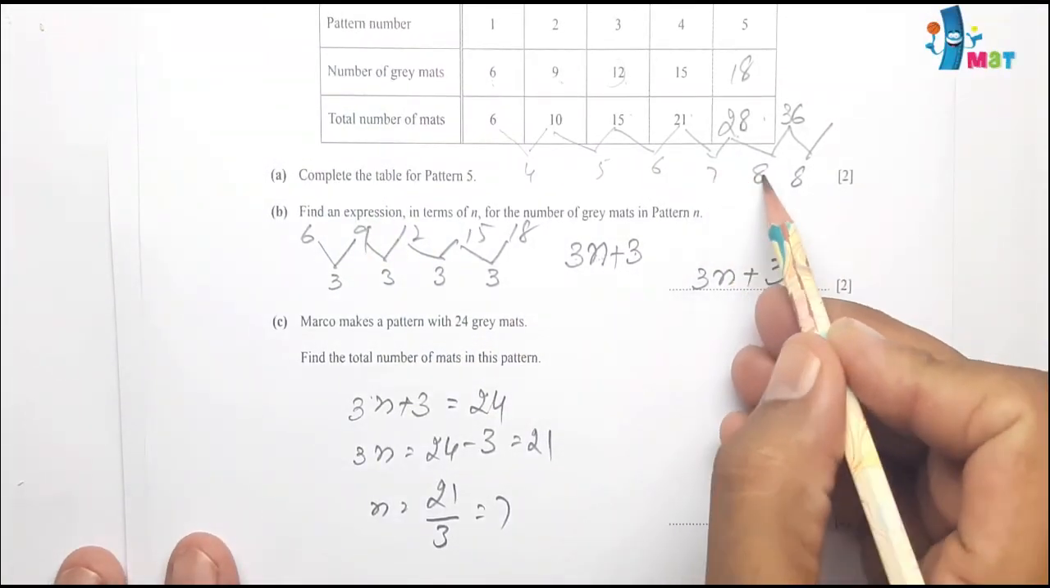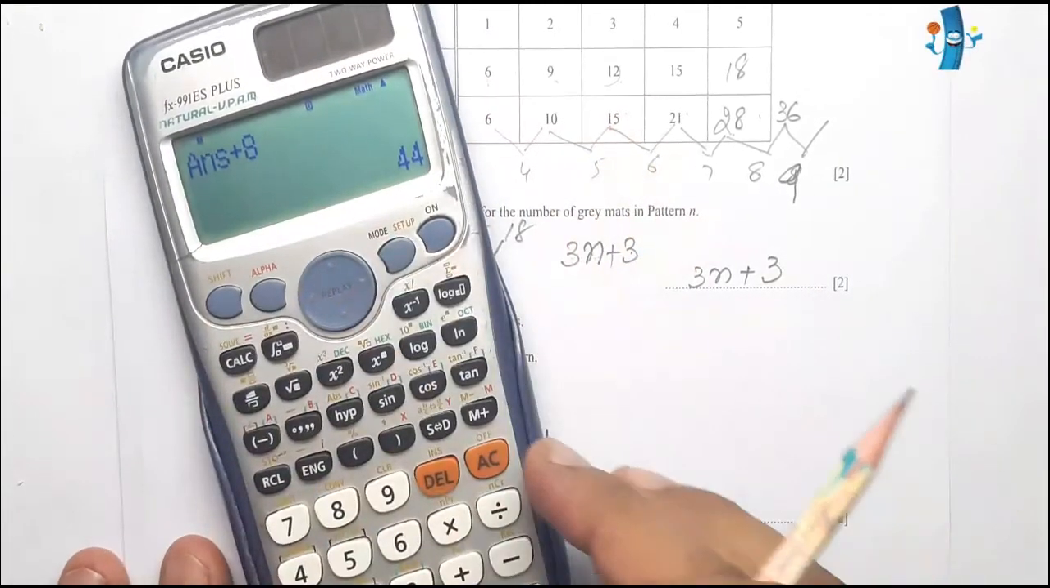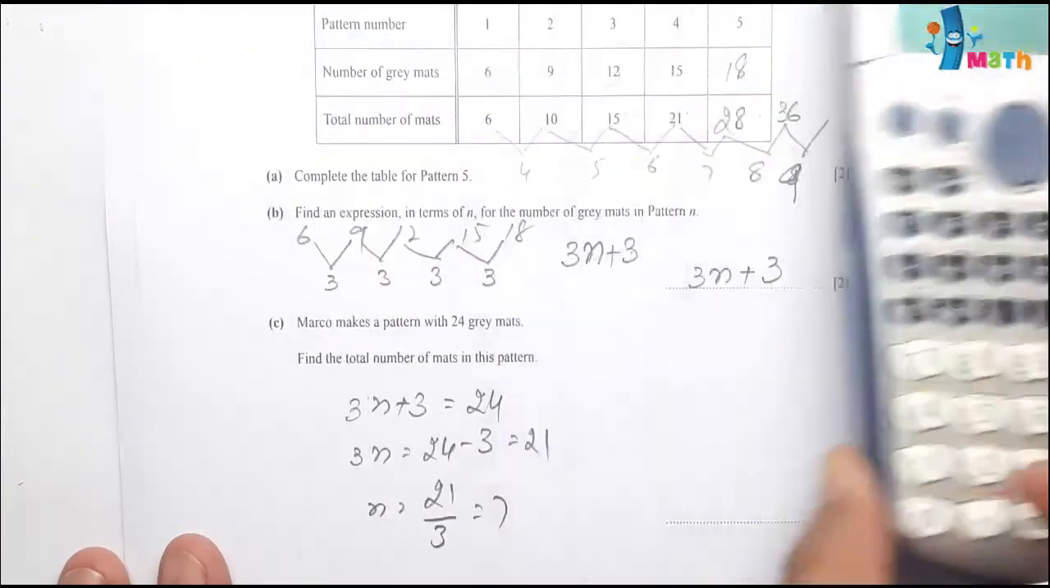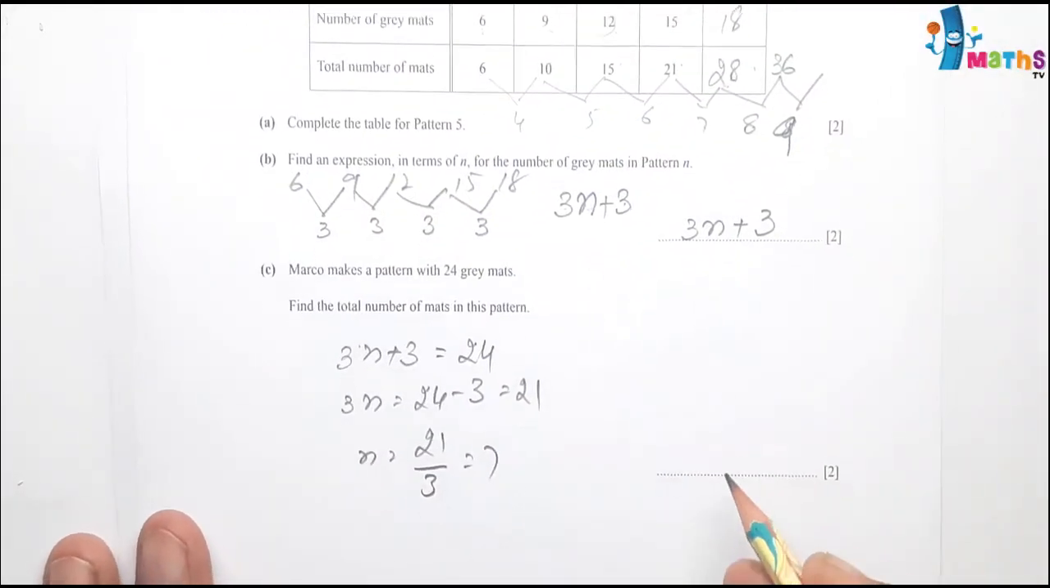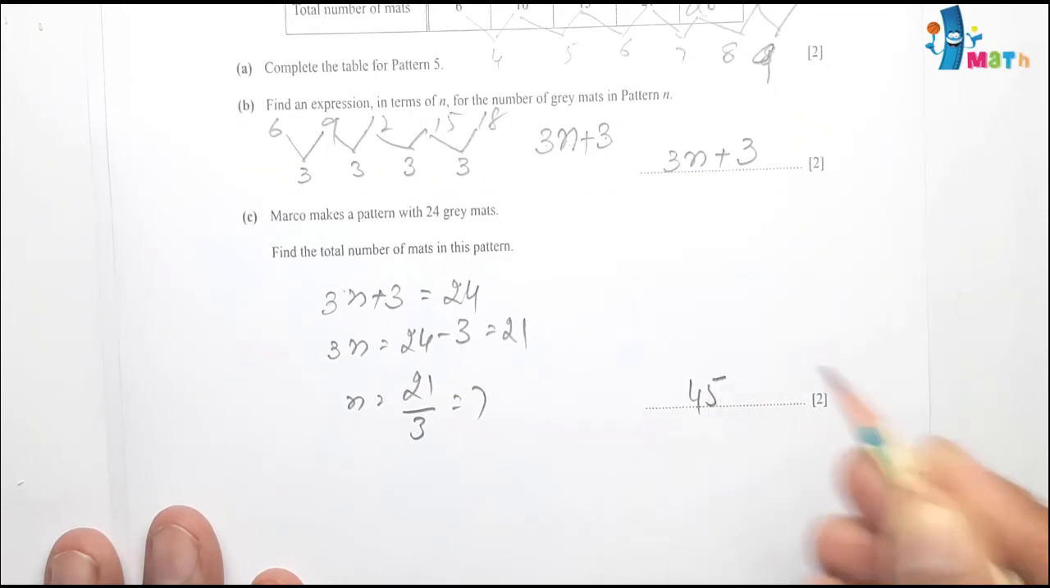No, but this is 8. Then we'll have to add basically 9. So 36 plus 9 will be equal to 45. So the answer will be 45.